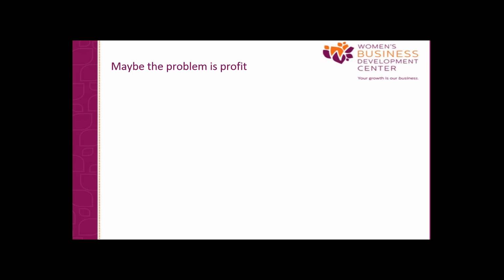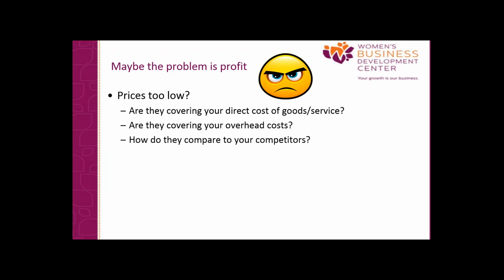So that leads us to an unfortunate thing to have to talk about, because sometimes your cash flow problem isn't a timing issue, it's just profit, right? And this is not the happy thing to work on, but brutal honesty is the only way to run a business, right? So maybe your prices are too low. So first of all, are they covering your direct costs, which for most business people is pretty easy to figure out, but are they covering your overhead costs as well?